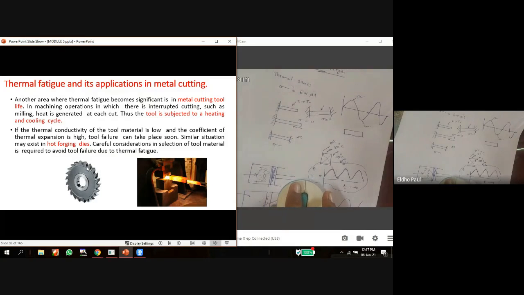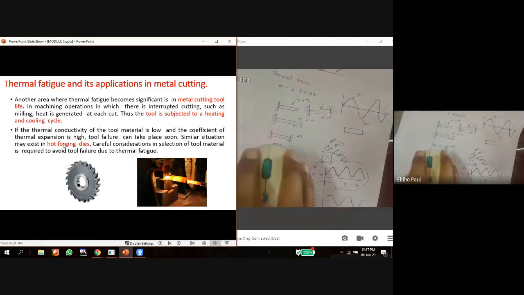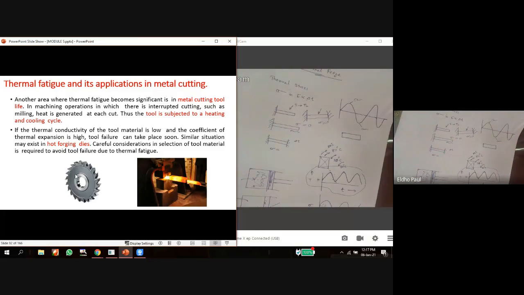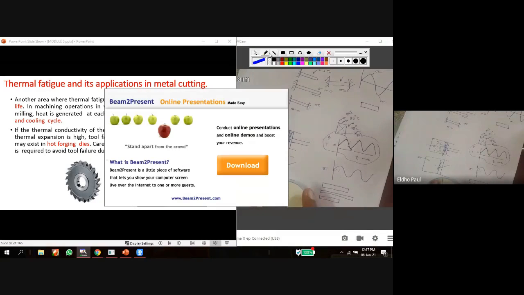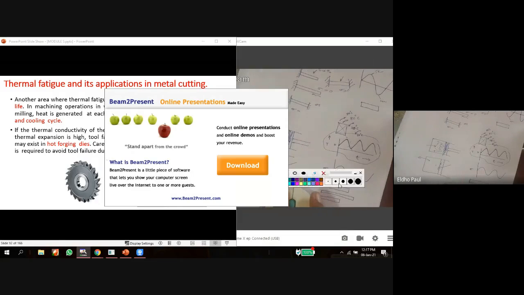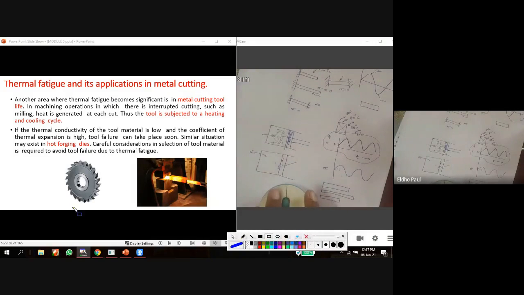in metal cutting, this type of milling wheel. This is the milling cutter. So the teeth of this milling cutter are affected by fatigue load. How? For example, this is my workpiece.